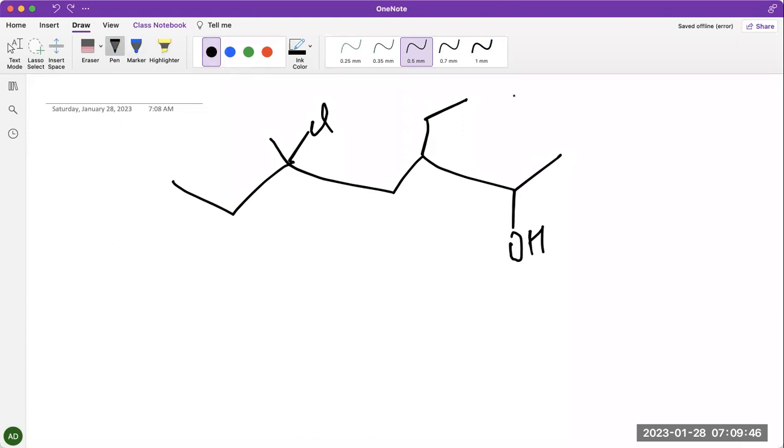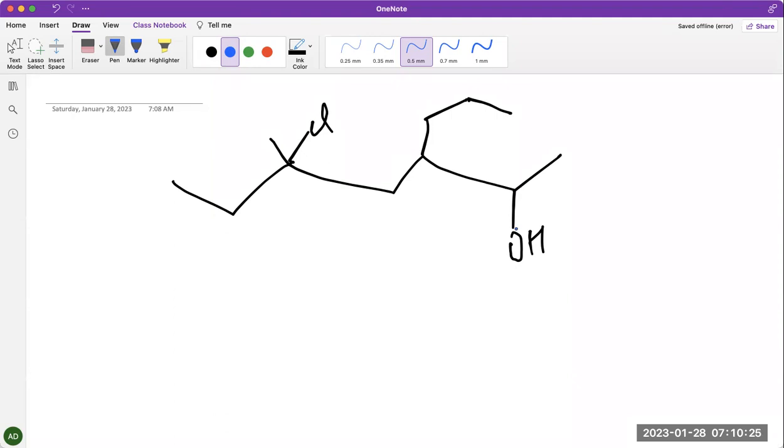Actually, let me make it a little longer. Okay, so 1, 2, 3, 4, 5, 6, 7. That's one option, right? The second option is to go this way: 1, 2, 3, 4, 5, 6, 7, 8. That's 8 carbons. What is better? Should I count it like this, where I make 8 carbons in the parent chain, but I make OH a substituent? Or should I go for 7 carbons in the parent chain and have OH as part of the parent chain? What is the correct way?